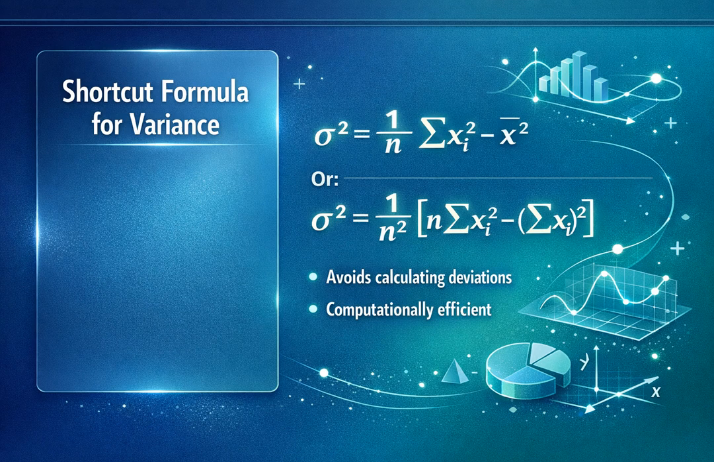Sigma squared equals 1 over n times sum of xi squared minus x bar squared. Alternatively, sigma squared equals 1 over n squared times sum of xi squared minus sum of xi squared. This is computationally more efficient, especially for large data sets.